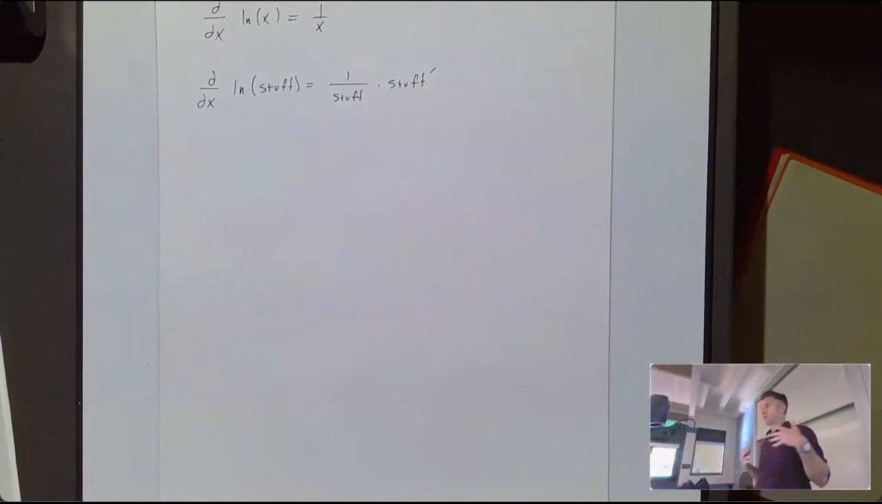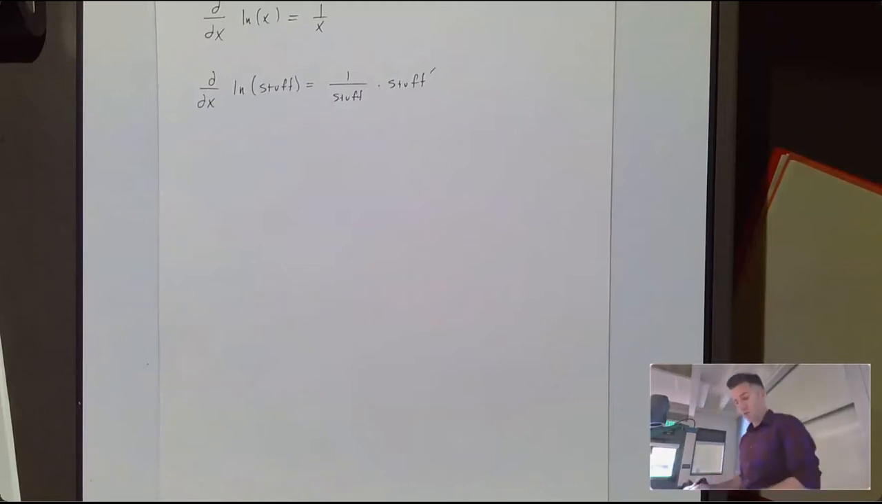These are the main rules for logarithmic differentiation that I think about. Derivative of natural log of x is 1 over x. Derivative of natural log of some stuff is the chain rule version. It's 1 over the stuff times the derivative of the stuff.